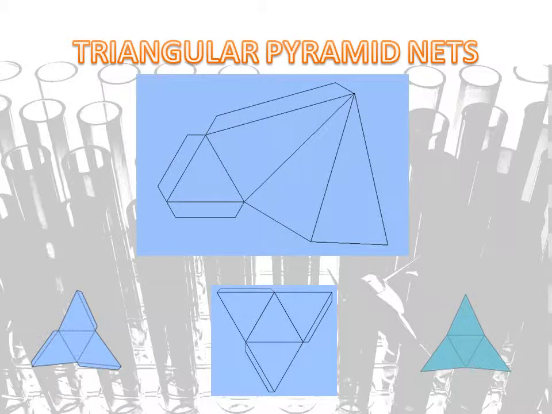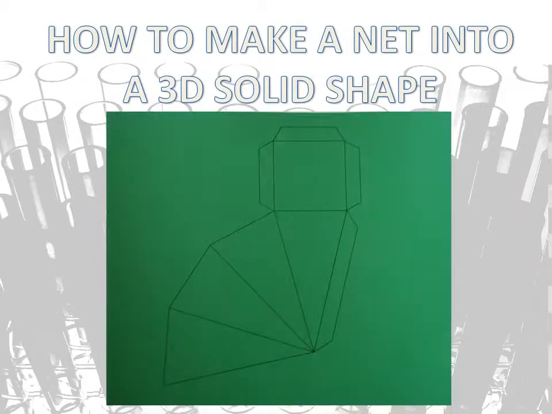Here are some examples of triangular pyramid nets. A net is a flat shape used to build a three-dimensional shape. In order to make a net into a 3D shape, you first need to copy the shape from one of the slides that we're showing you now.